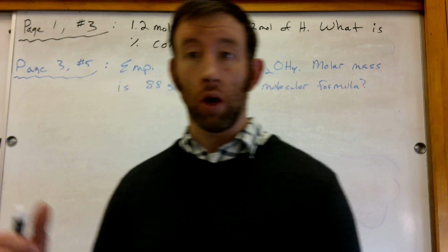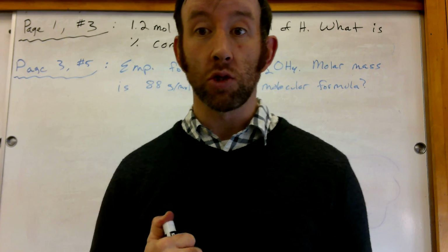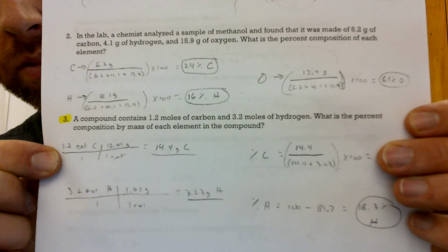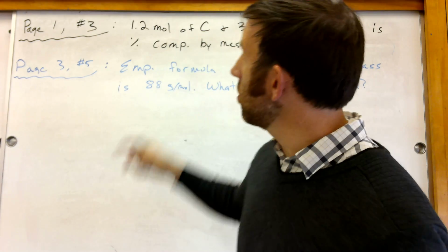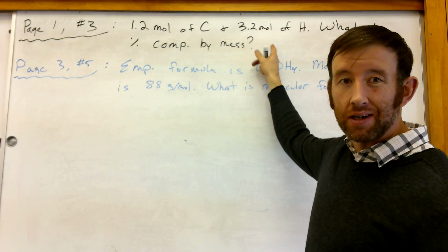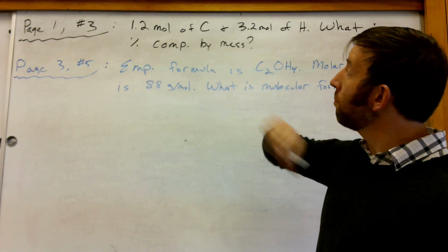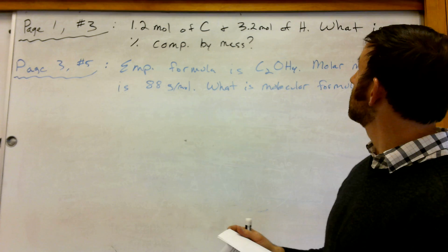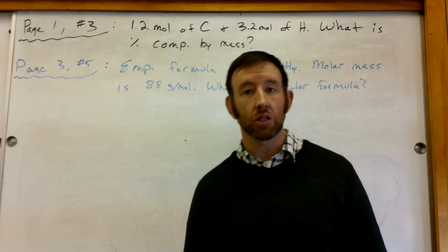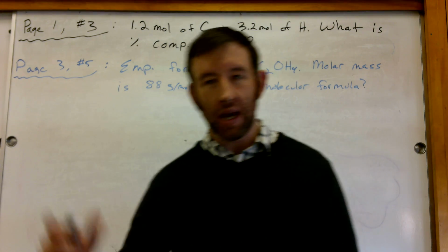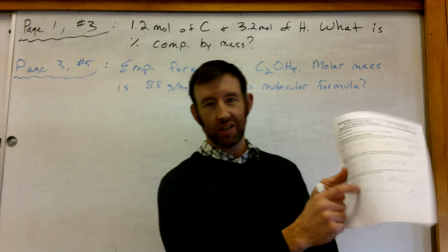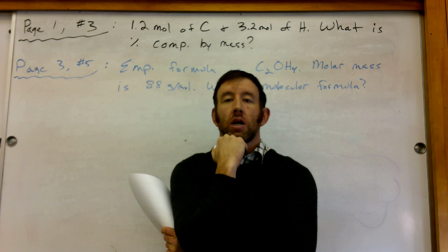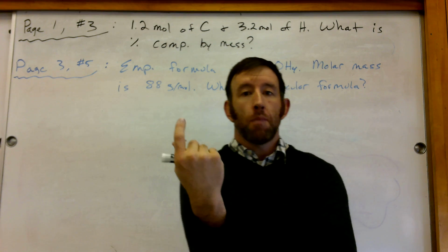So we will go ahead and begin with page 1, number 3. So that's this one highlighted right there. I kind of truncated the wording here. It says 1.2 moles of carbon and 3.2 moles of hydrogen. What is the percent composition by mass? I kind of just put the important bits of what it says. It doesn't say exactly that on the paper, but we want to know the percent composition, right? So percent composition by mass.